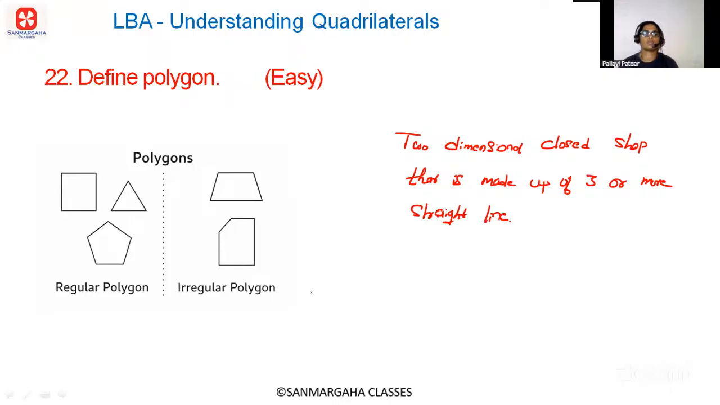Okay, straight lines. So how will the diagram look here? It is closed. It has no openings or gaps. So there is a complete loop. The lines form a complete loop. Every side must be a straight line segment. There are no curves. It is a flat shape that exists on a single plane, so it is two-dimensional. So this is the definition of polygon.